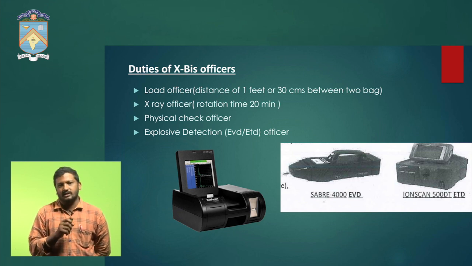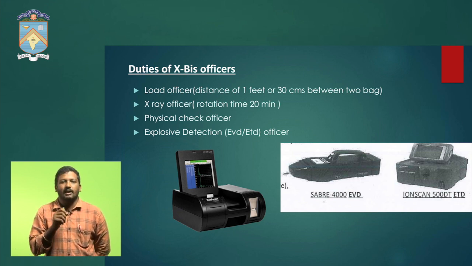And next, the physical check officer. As a physical check officer, he needs to maintain the physical check table, and he needs to use gloves while performing the physical check. He needs to identify the passenger related to the bag, and then do the process whatever BCS informs.